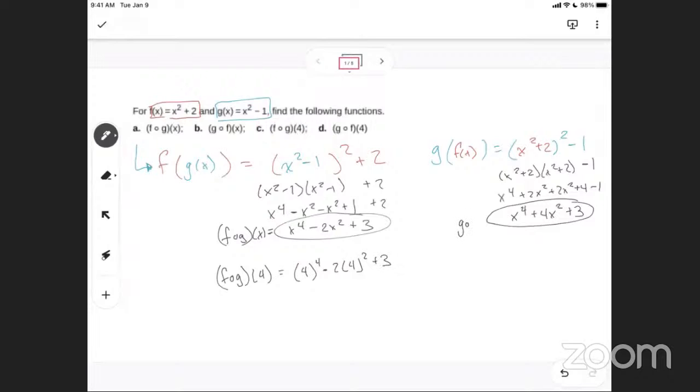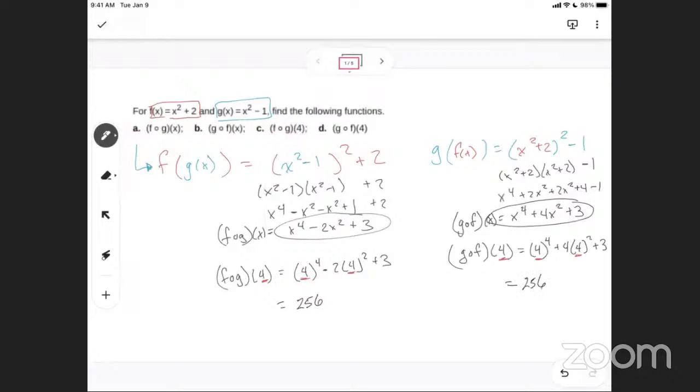This is your g of f of x. So g of f of 4 is just equal to 4 to the 4th plus 4 times 4 squared plus 3. I'm just plugging 4 in to all of those things. I didn't color code it, but here, see how I'm just plugging that 4 in there? Yeah. So 4 to the 4th, what's 4 to the 4th equal? Let's see. According to my calculator, 256. 256, that sounds about right. So this is also 256 over here.